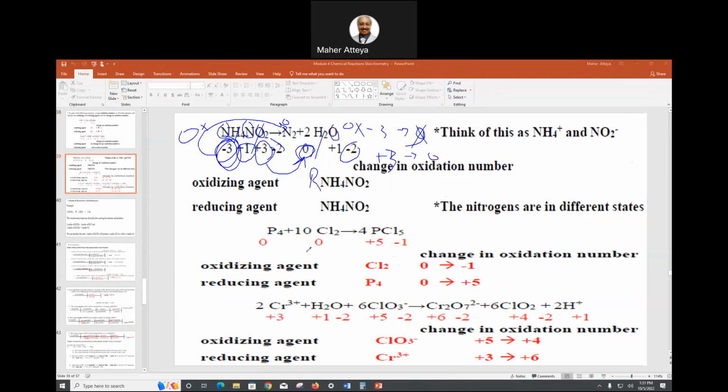So you can look at the other ones, correct? Phosphorus, elemental phosphorus, is the same as oxygen, the same element. If you have the same atom, the same element, the oxidation number is 0. So chlorine is 0. But here we have chlorine always -1. So you have -5 here, correct? Here the sum will be -5. Therefore, the phosphorus will be 0. So phosphorus from 0 to +5, is this oxidation or reduction? Oxidation. This is oxidation. From 0 to -1, this is what? Reduction.